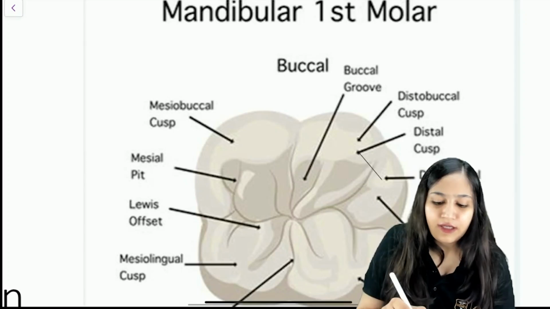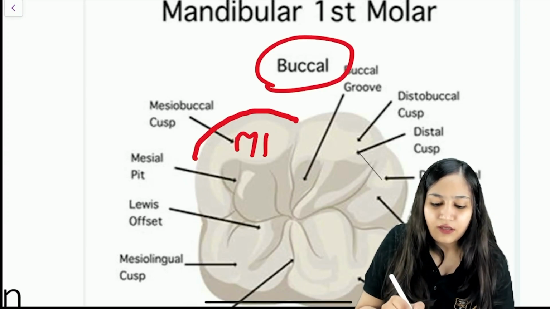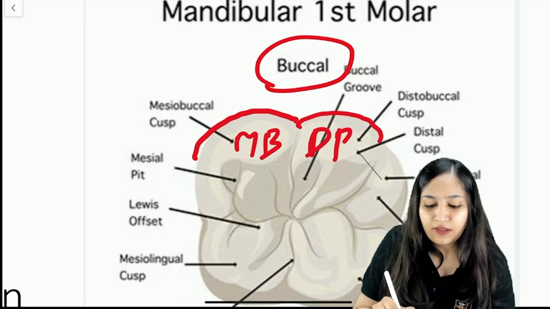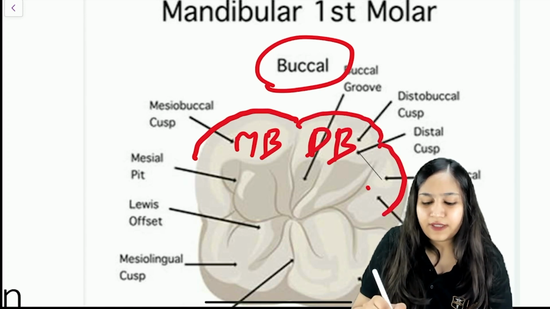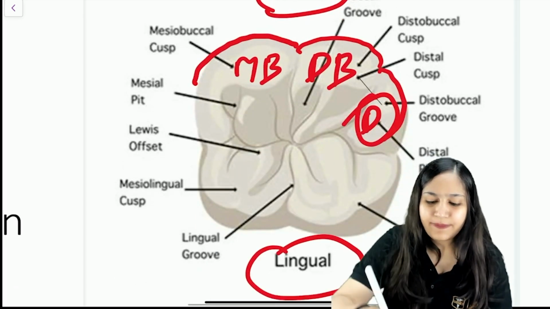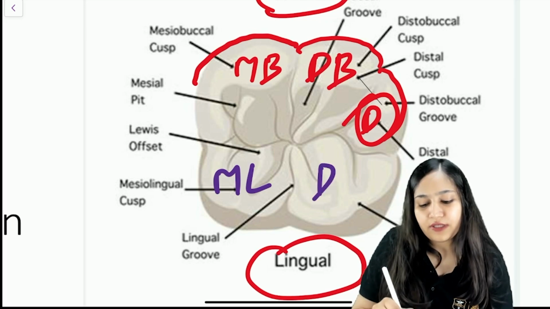Here we can see this is the buccal aspect. So mesiobuccal, then coming to distobuccal and then distal. This is the lingual aspect. So mesiolingual and distolingual.